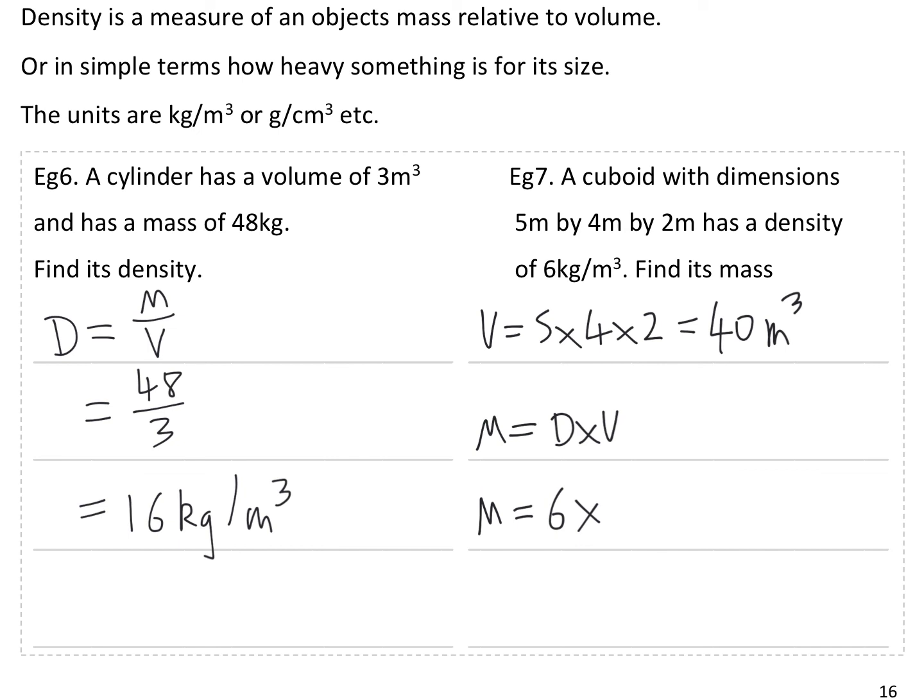So mass is density times volume, that's 6 times 40. That gives you 240. What's the units for that? Well, the density was 6 kilograms per meter cubed. We use meters cubed, so units are consistent, and the mass would then be in kilograms.